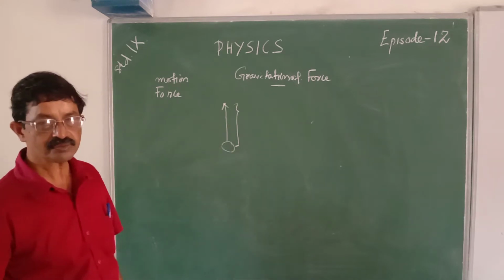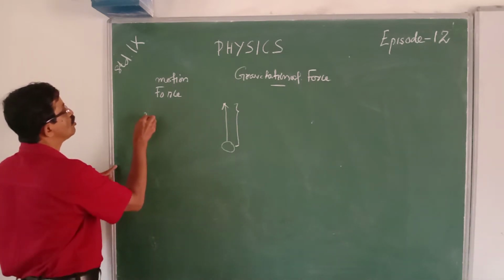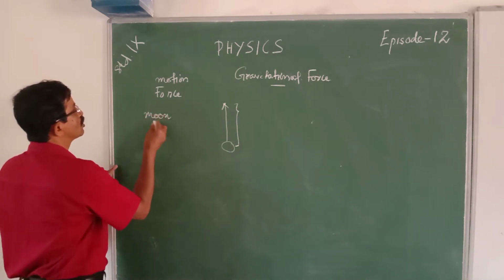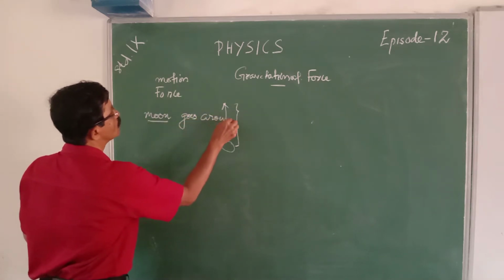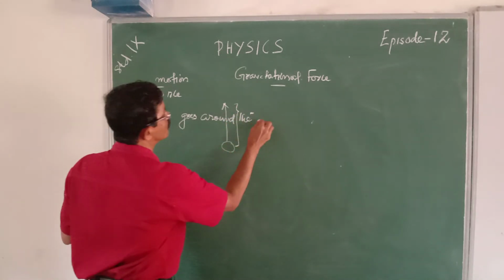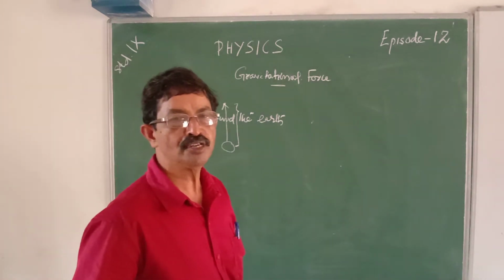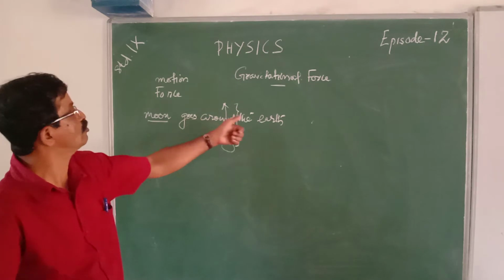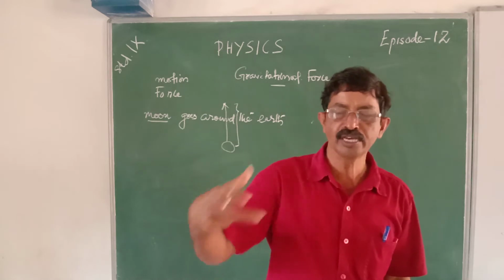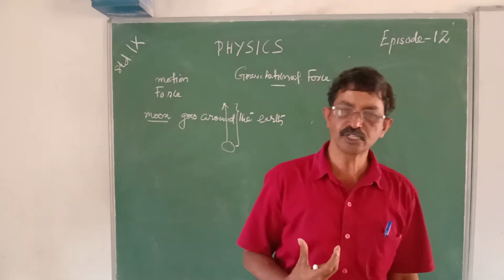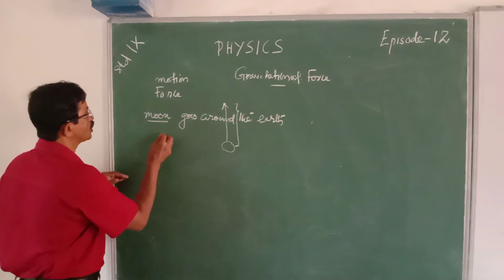And also, when we observe, similarly, the moon goes around the Earth. Why is the moon going around the Earth? And also when we consider, all planets move around the sun.